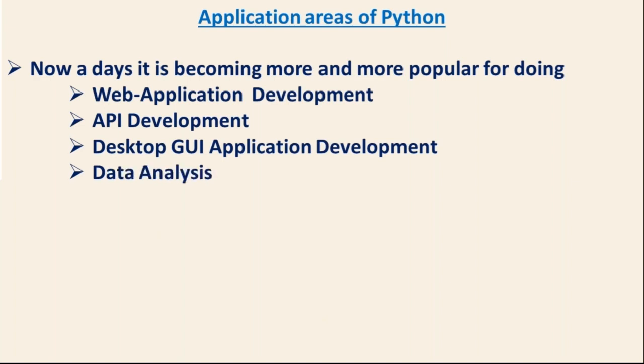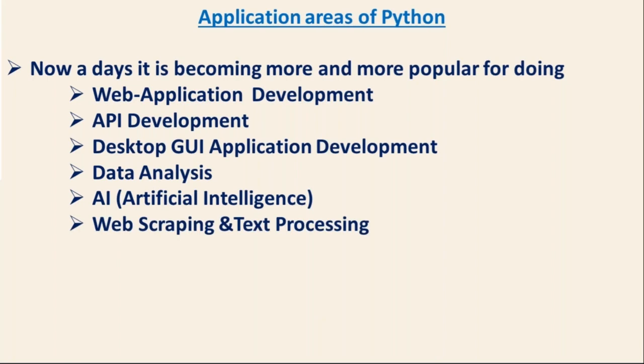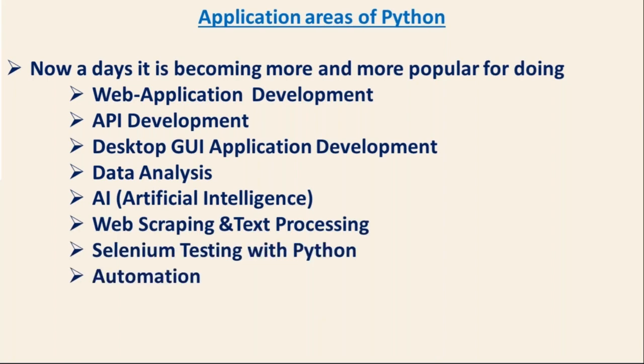And then data analysis, data analytics, artificial intelligence. AI is very popular, right? And Python is extensively used on the AI side. Then web scraping and text processing, Selenium testing, and then automation. Not only these areas, there are many more other areas as well, but these are the major areas in which Python is popular. See, if Python is popular, then definitely it has some unique features compared to other programming languages or scripting languages, right?